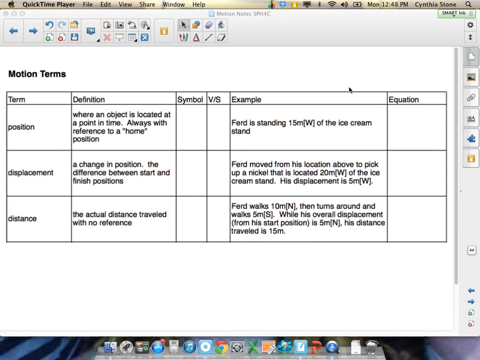Position for SPH 4C or SPH 3U. You, of course, have this handout in front of you, and I'm going to fill in some of the blanks here and do a little explanation. I expect you to follow along.